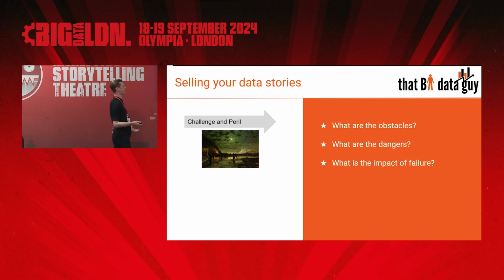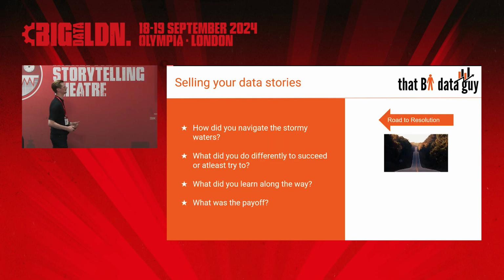Challenge and peril, yeah? We've all watched Disney films, and probably 80% of it is the challenge and peril things. What are the obstacles? What are the dangers? What's the impact of failure if we didn't get this right?